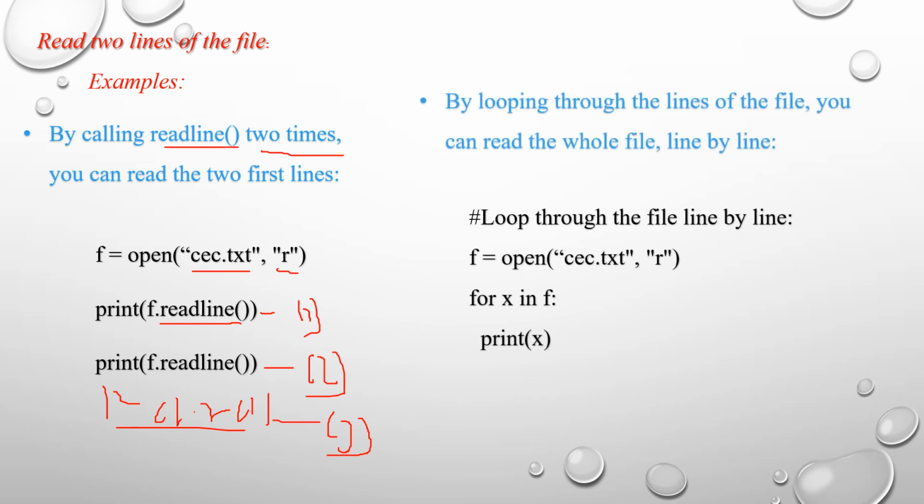By looping through the lines of the file, you can read the whole file line by line. For example, f is equal to open cc, this is the file name and the mode is read mode. After that I'm going to declare the for loop, where x is the loop variable in f. f is the file variable and x is the looping variable. for and in are keywords. After that I'm going to print x. This code is going to print all contents available in our file, cc.txt.